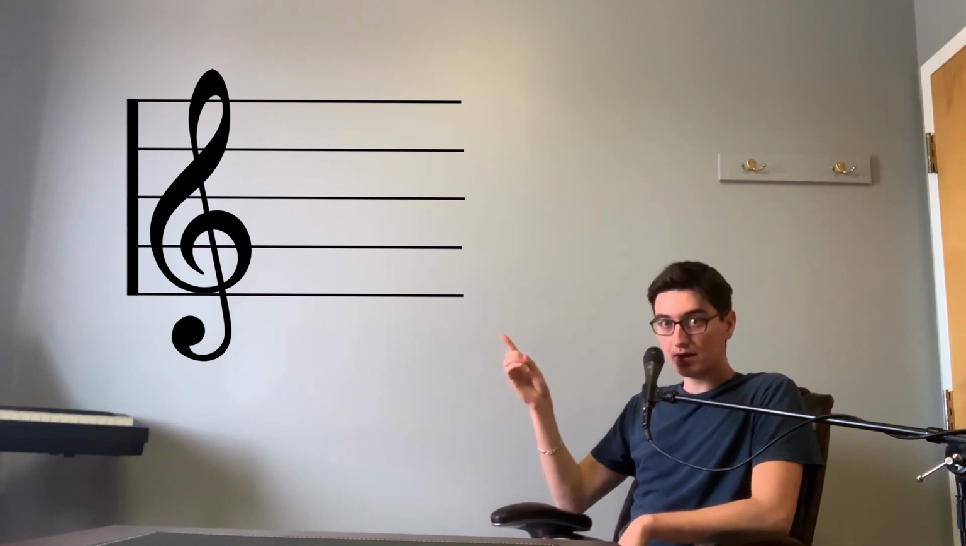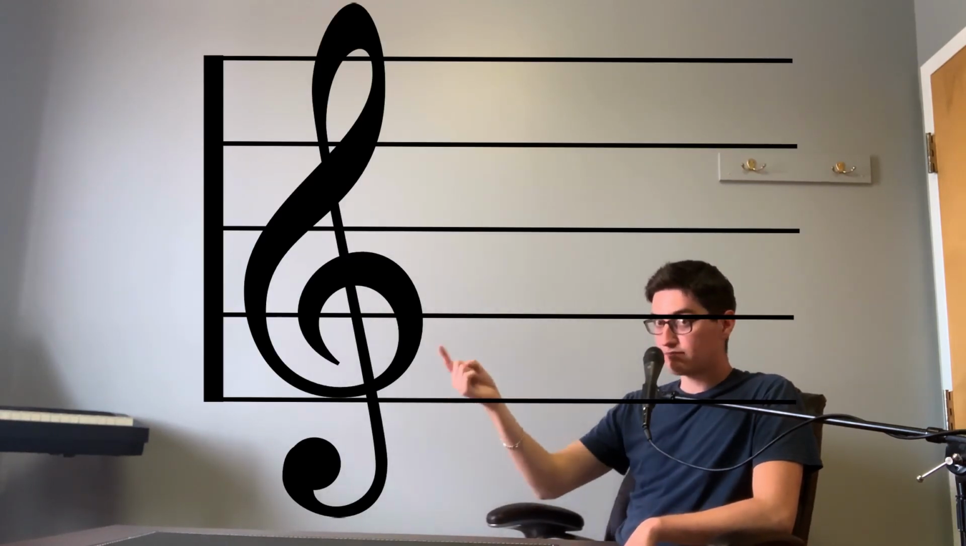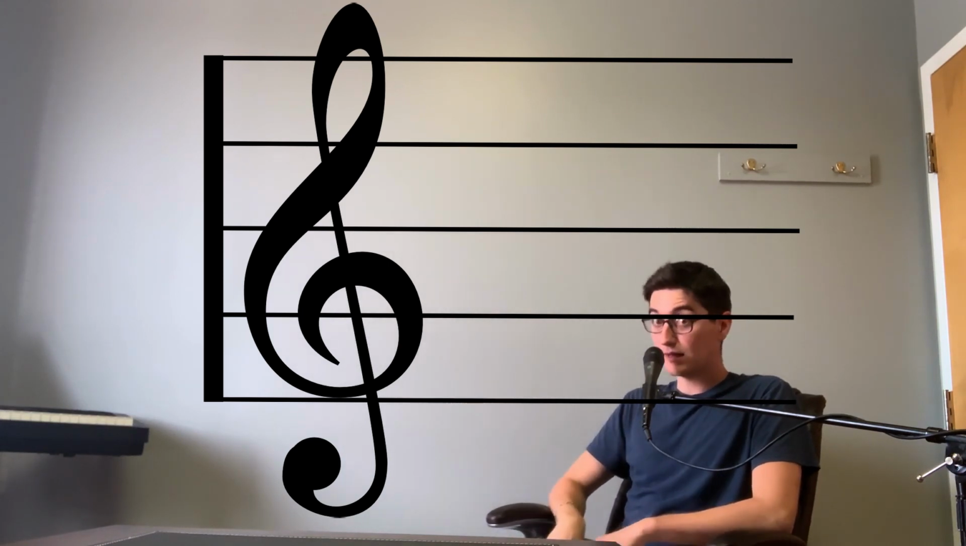A good thing to keep in mind is when you get lost, when you're first learning the staff and learning where all the notes are, you can go right to the treble clef. You see that big thing? That big old G-looking thing? Well, the line right in the smack dab middle of that G-looking thing is the G line. G-looking thing, G line. Bam, you know where you are.